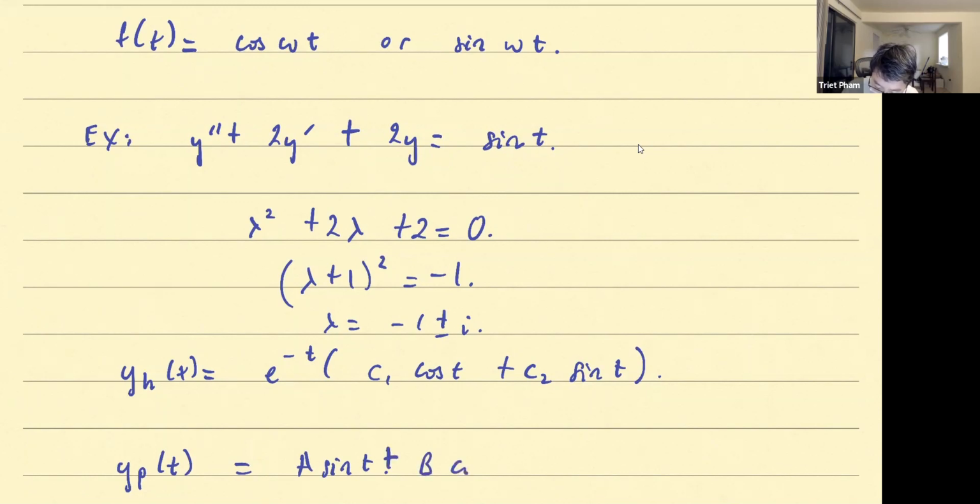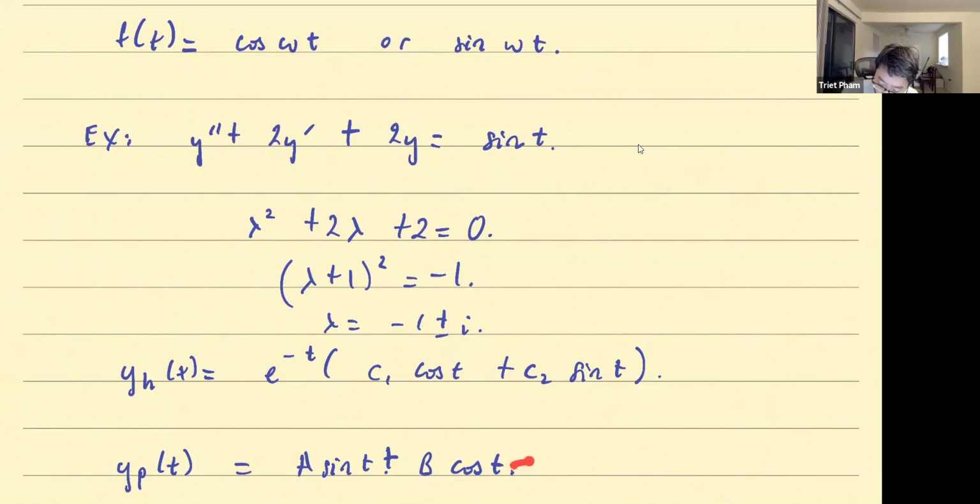You could do this, and it doesn't matter if you swap the order. But this is the right guess, even though the right-hand side component only has one single sine. There's only one single sine. You must use both, okay? You must use both. What's the reason? The intuitive reason is this.